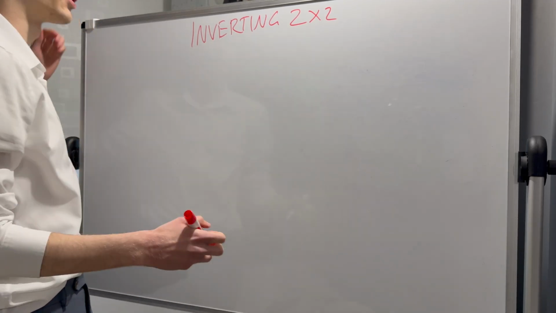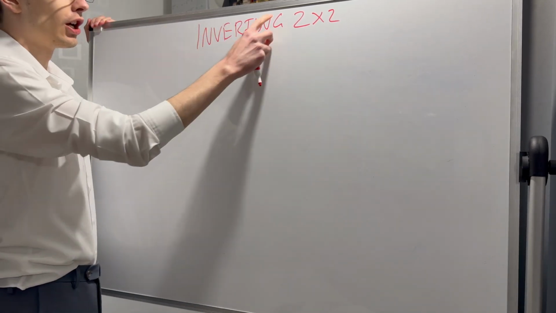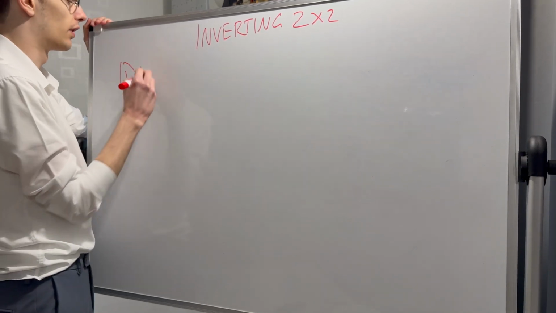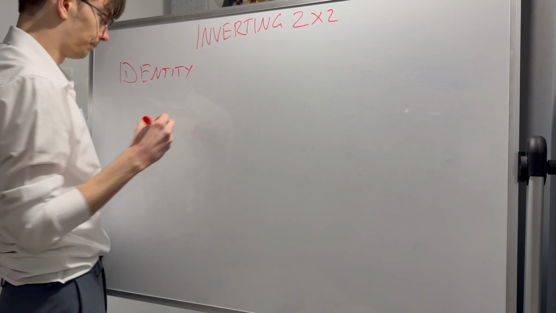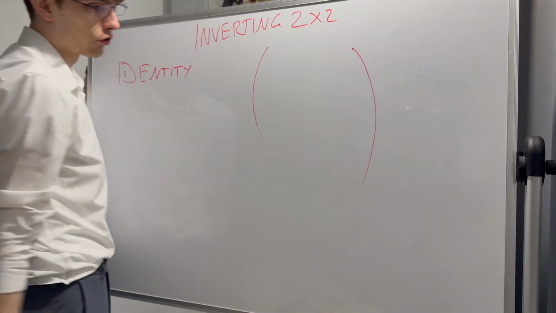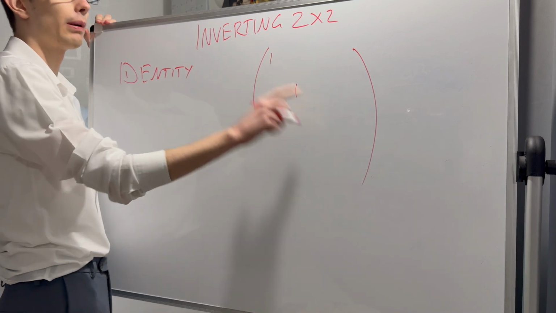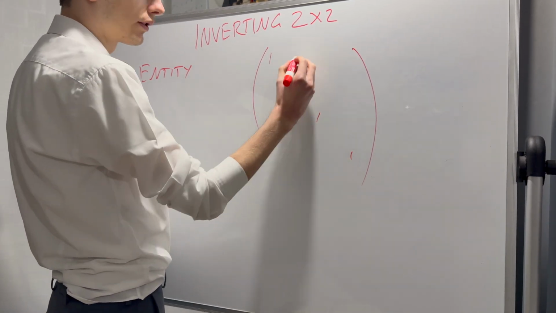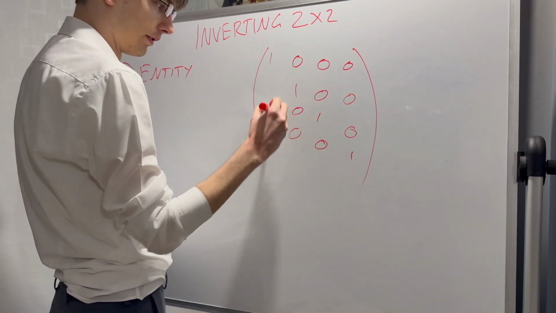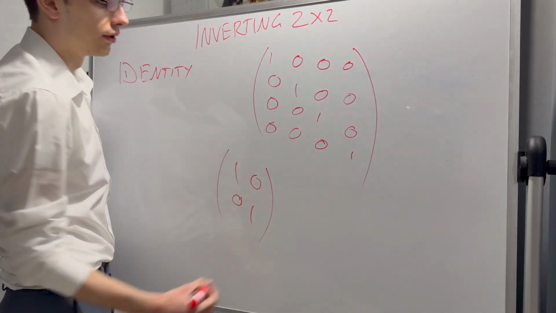Okay, let's continue our discussion of matrices by looking at this idea of inverting. Before we get into inverting a matrix, we need to understand what is meant by something called the identity. The identity matrix is simply any matrix that has a diagonal, specifically top left to bottom right, of ones and everything else being full of zeros. This is an identity matrix. This is also an identity matrix.